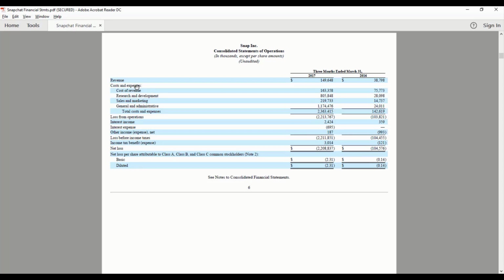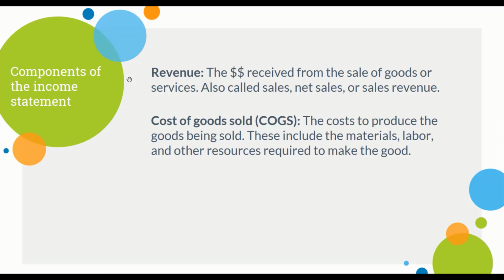So if we use the car example, we wouldn't include in the cost of goods sold the salary for the CEO. And we wouldn't include taxes and things like that. We'd only include the cost to produce that car. Well, same with technology companies and things like that. You only include the cost to produce that item. So let me go back to our PowerPoint.